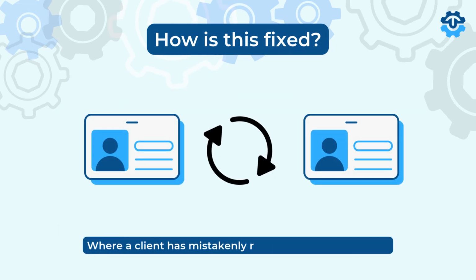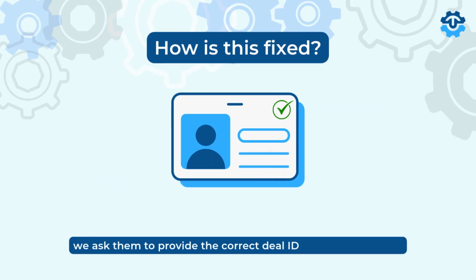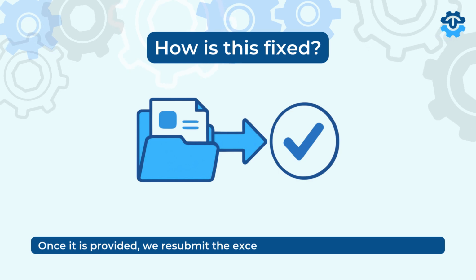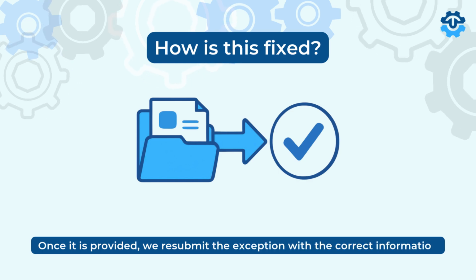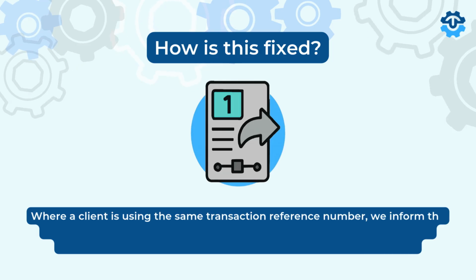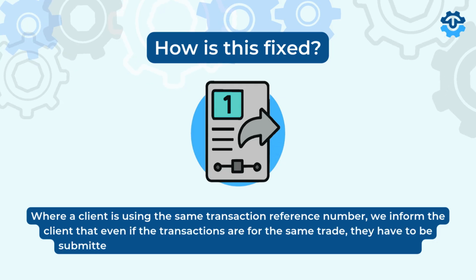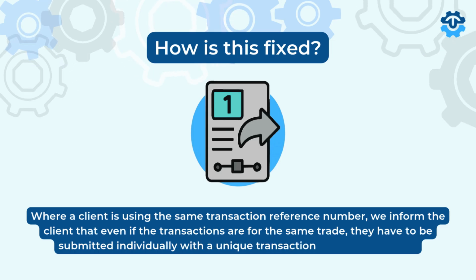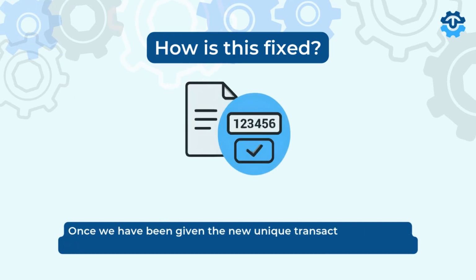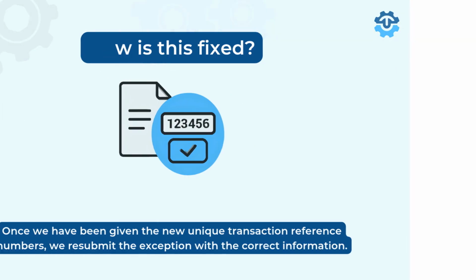Where a client has mistakenly reused an existing deal ID, we ask them to provide the correct deal ID for the transaction. Once it is provided, we resubmit the exception with the correct information. Where a client is using the same transaction reference number, we inform the client that even if the transactions are for the same trade, they have to be submitted individually with a unique transaction reference number. Once we have been given the new unique transaction reference numbers, we resubmit the exception with the correct information.